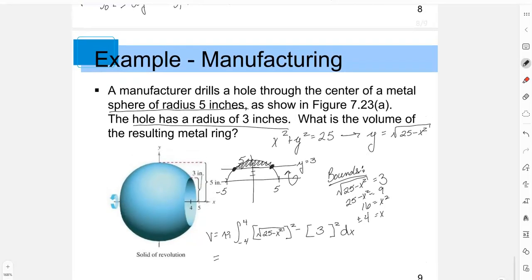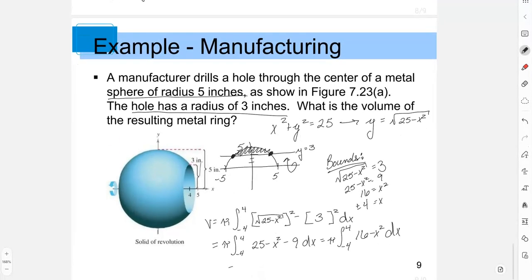And if you wanted to solve this, I'll do the first step and then I'll tell you what the answer is. Squaring the square root and then squaring the 3 and then simplifying is going to give us the integral from negative 4 to 4 of 16 minus x squared dx. And then don't forget we would multiply by pi to find that volume. So our final answer here would be 256 over 3 pi. That would be our volume.